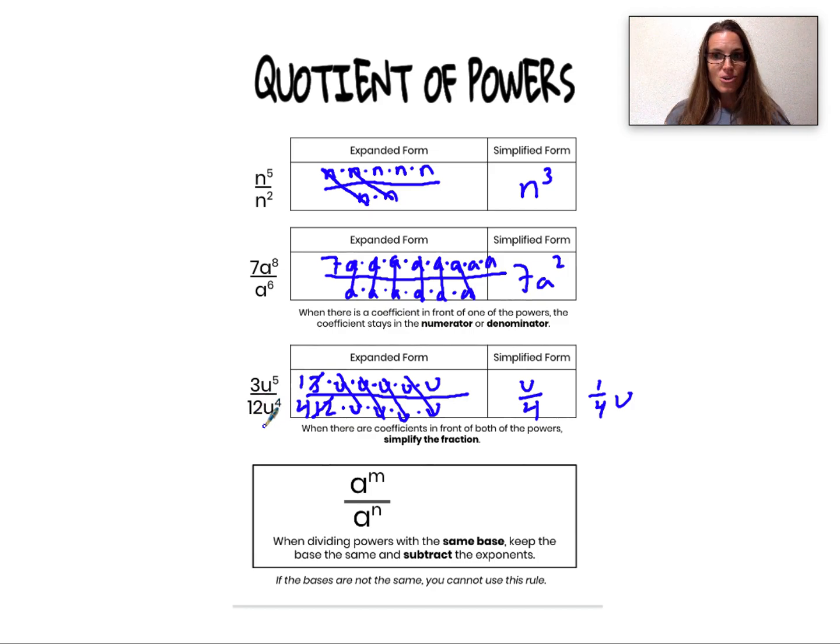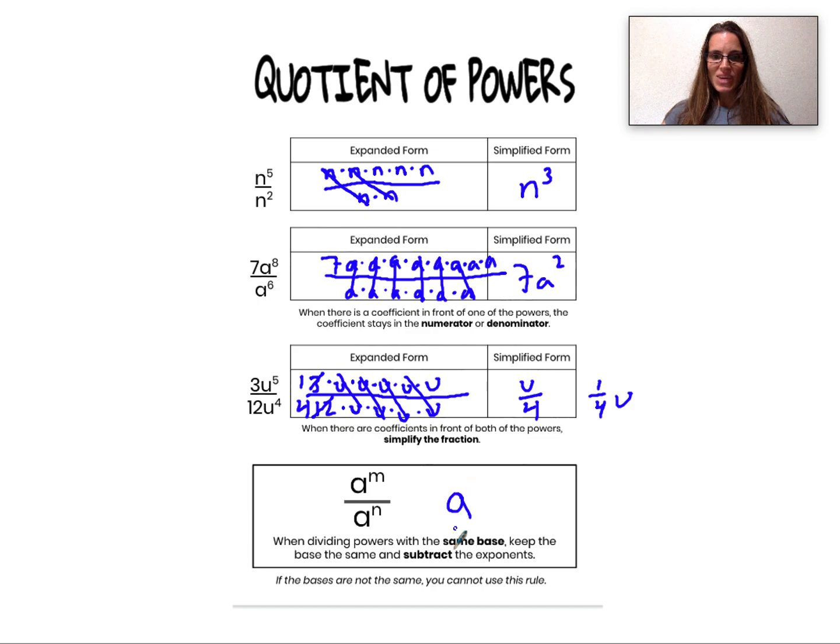Have you noticed the quotient of powers rule from these examples? Where are we getting the n to the 3rd from n to the 5th divided by n squared? Where are we getting the a squared from a to the 8th divided by a to the 6th? Where are we getting the single u, so a u to the invisible 1, from u to the 5th divided by u to the 4th? Do you see the rule?